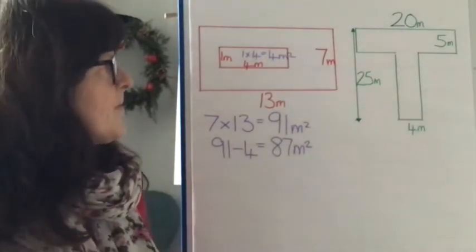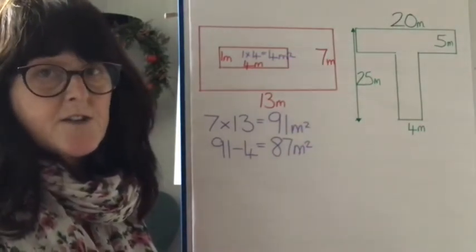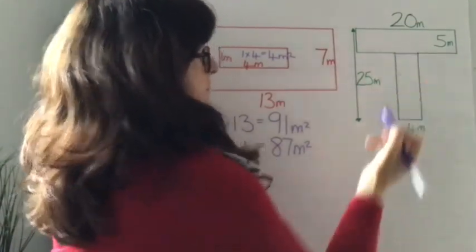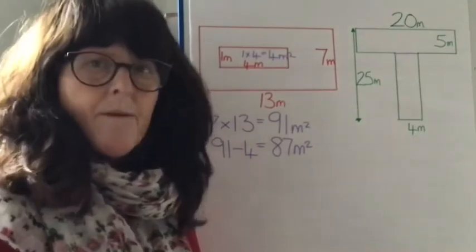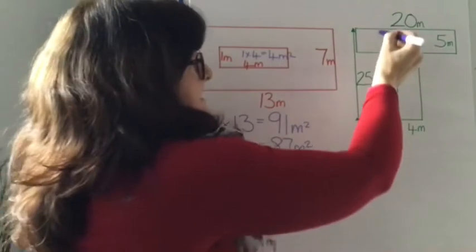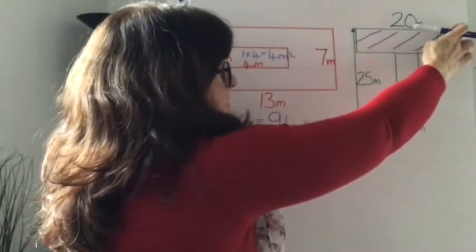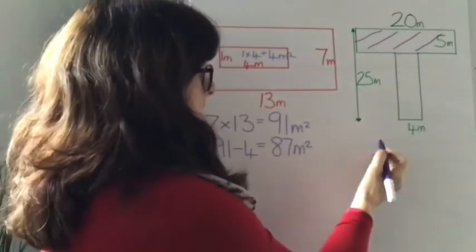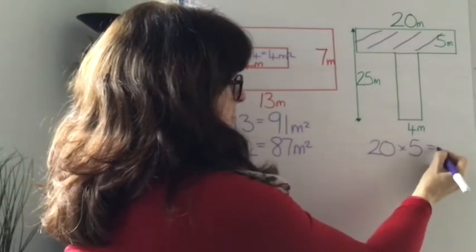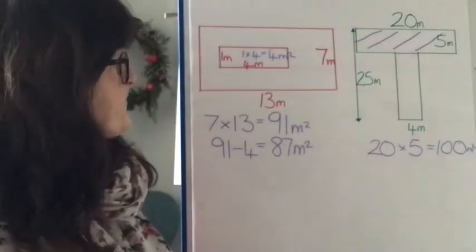Over to the T-shape on the right. Well, first of all, you need to work out where you're going to divide this into two rectangles, and I would probably choose across there. Next step, I'm going to have a look if there is a rectangle that I know the dimensions of, and it's this one at the top. I know it's 20 metres wide, 5 metres high. So down here I can do 20 times 5, which equals 100 metres squared.